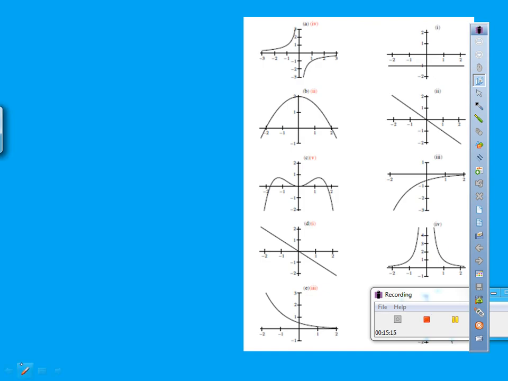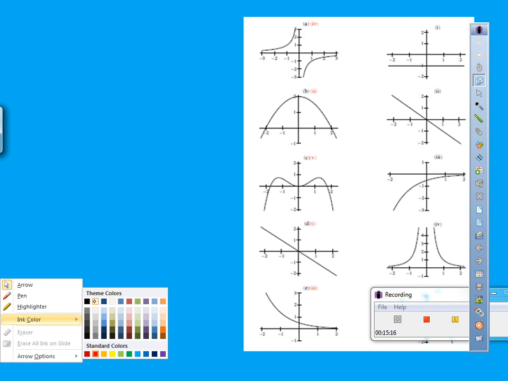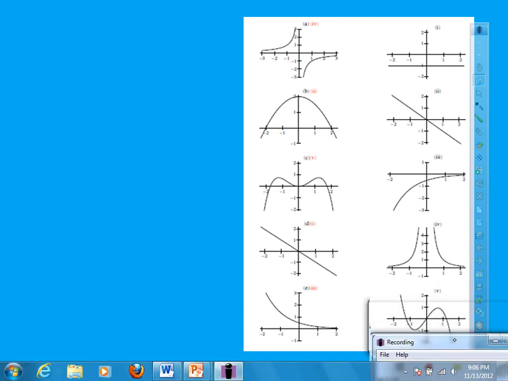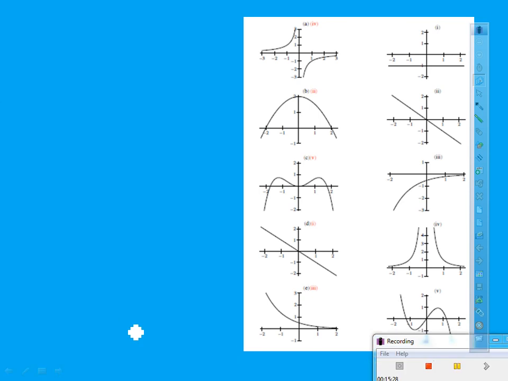So this one's matching. I'm going to try to match up the graphs, the ones on the left-hand side with what I have on the right-hand side. Unfortunately, I'm covering up my bottom one with this recording thing, so I'm going to move it down real fast. But here's what I got.